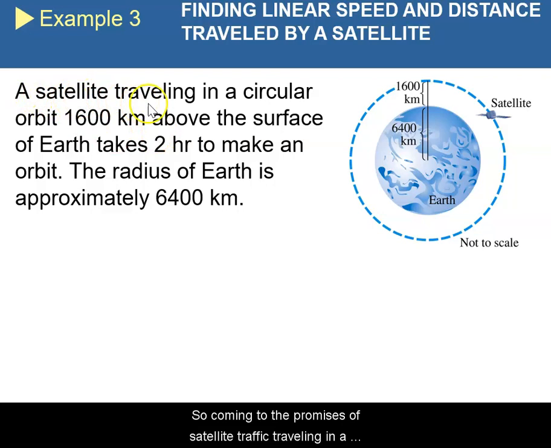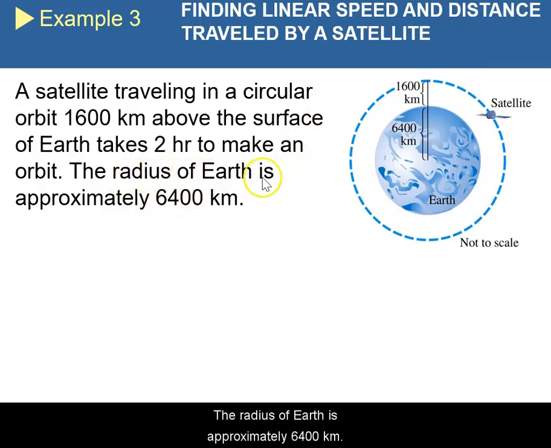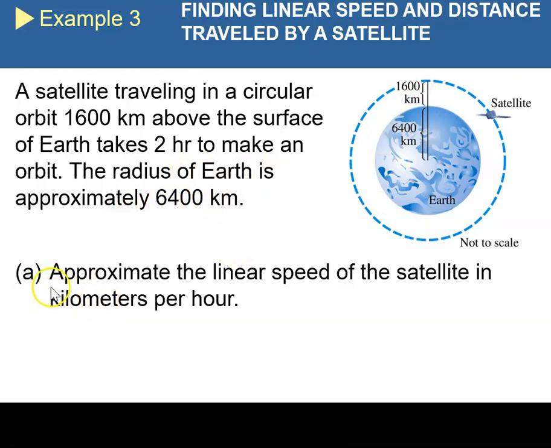Coming to this problem, it says a satellite traveling in a circular orbit 1,600 kilometers above the surface of the Earth takes 2 hours. So it takes 2 hours to go in a full rotation. The radius of Earth is approximately 6,400 kilometers. Part A wants us to approximate the linear speed of the satellite in kilometers per hour. We know it takes 2 hours to do a full rotation, and that full rotation is 2 pi. So we want to know what the linear speed is.